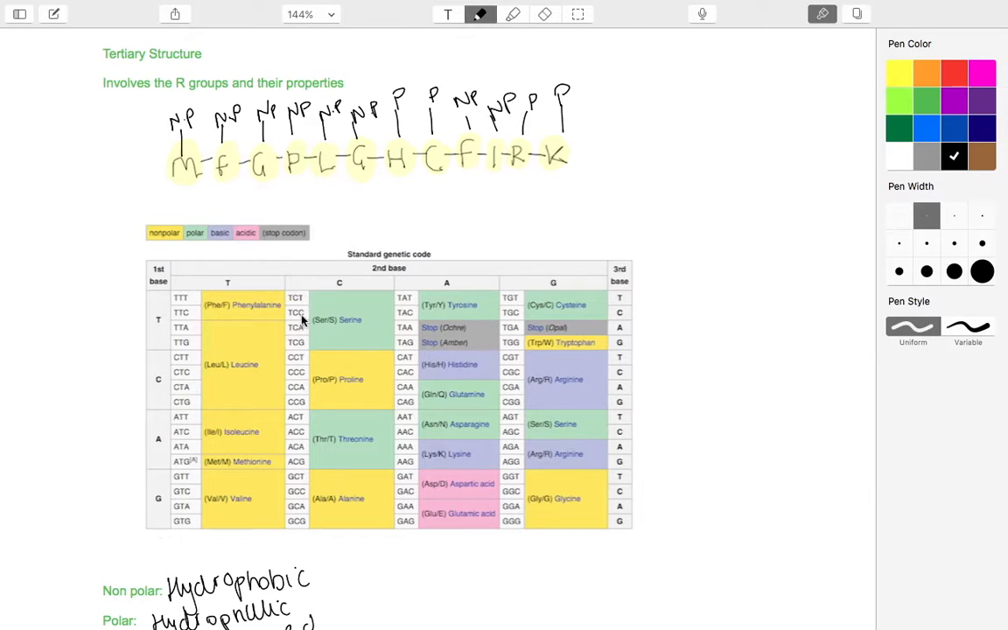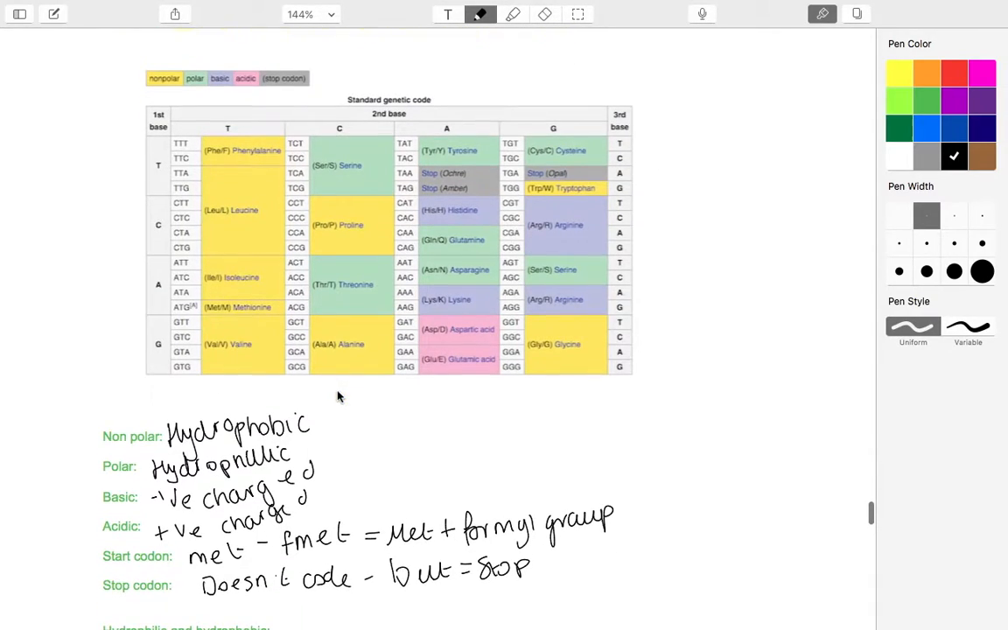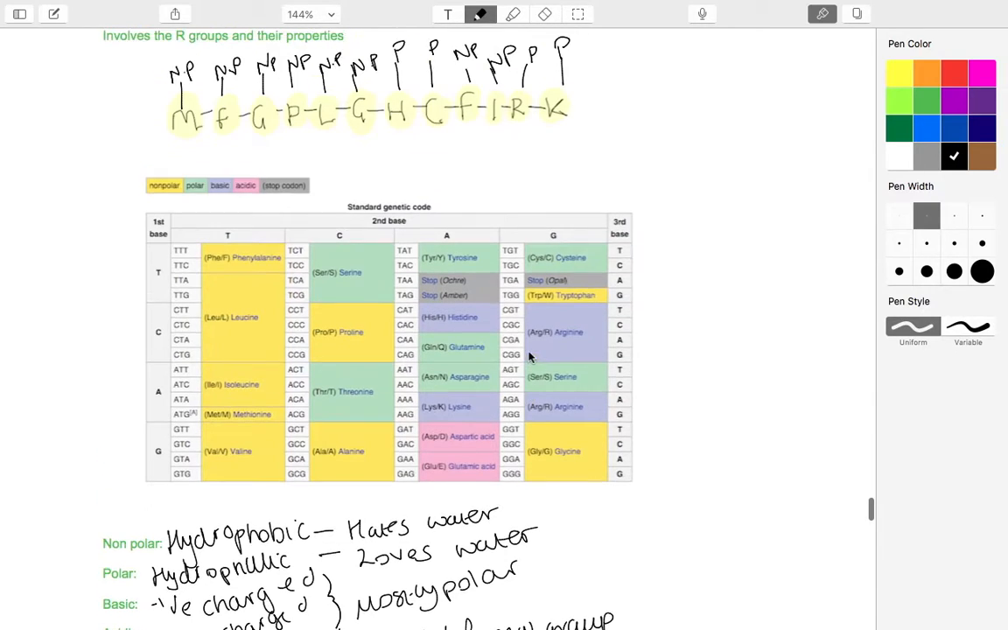Okie dokie. So, non-polar hydrophobic hates water. Hydrophilic loves water. Let's just take a look at hydrophilic and hydrophobic. And by the way, those that are basic and acidic, they are mostly polar. So for the purposes of what we're looking at today, we are going to treat them as polar, which is why they're up here.